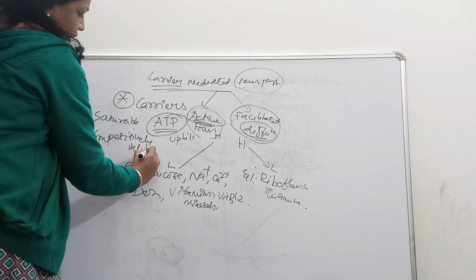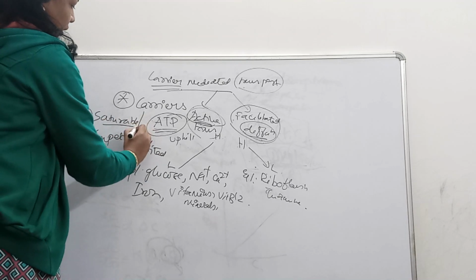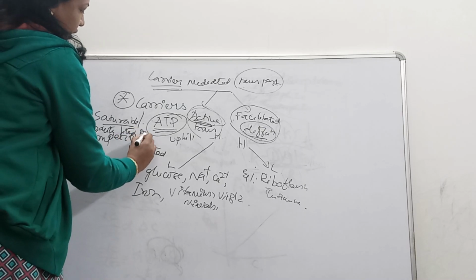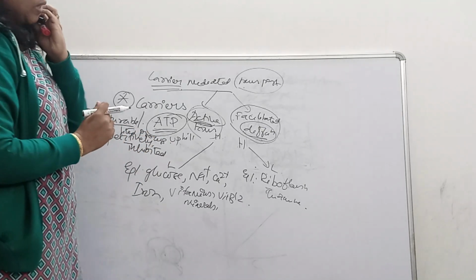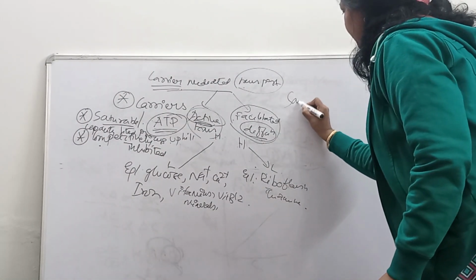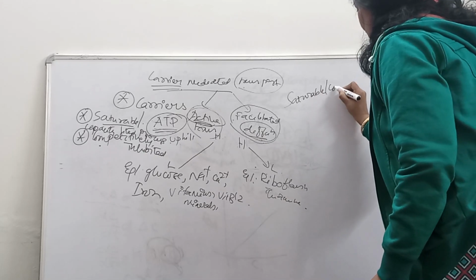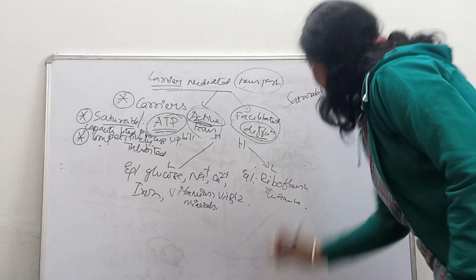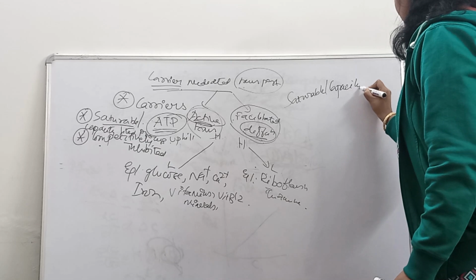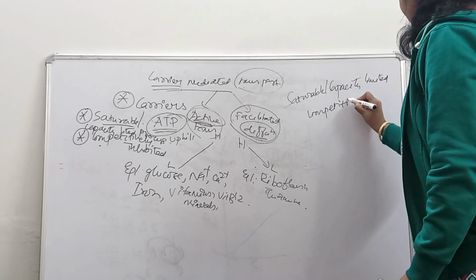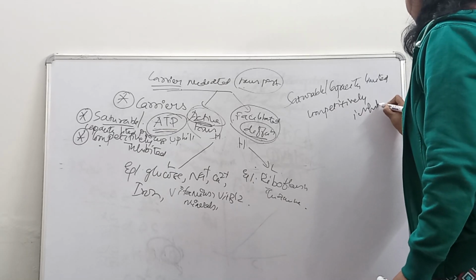What I was saying is that these both processes are saturable, also known as capacity limited processes, and both can be competitively inhibited. Now what does it mean?